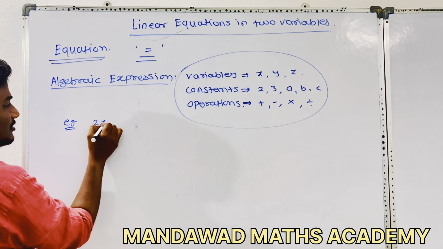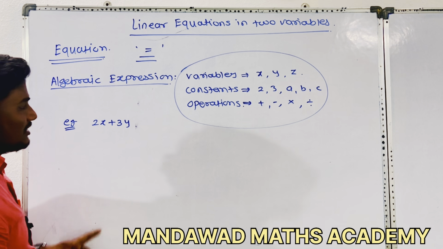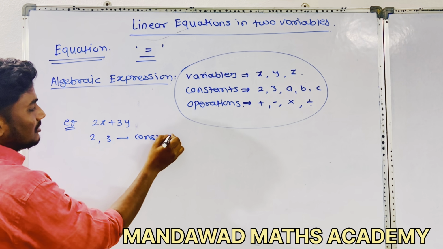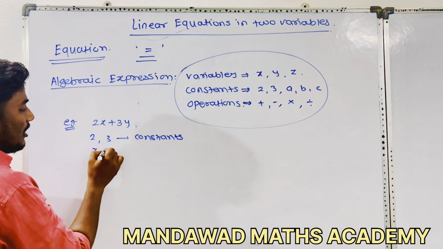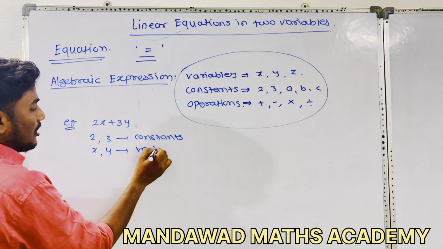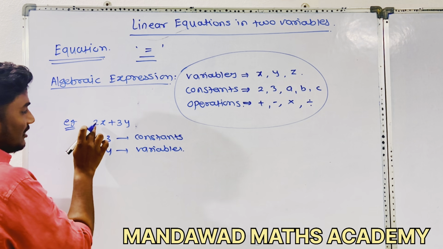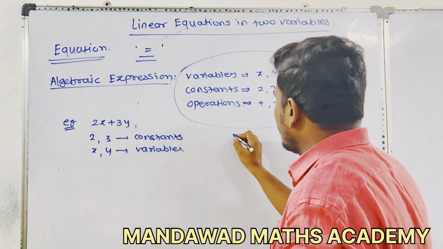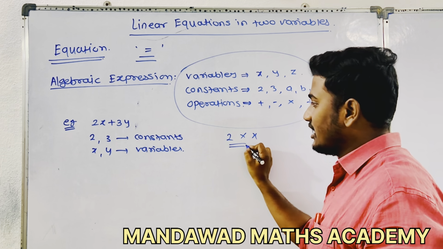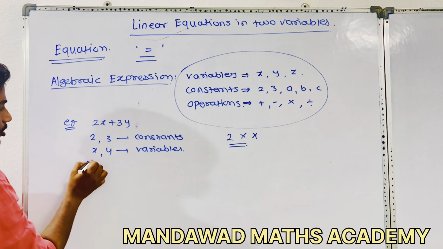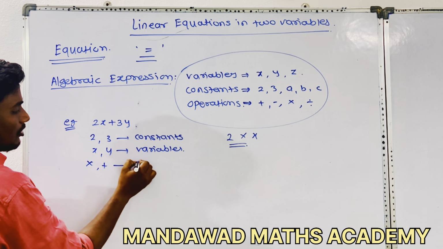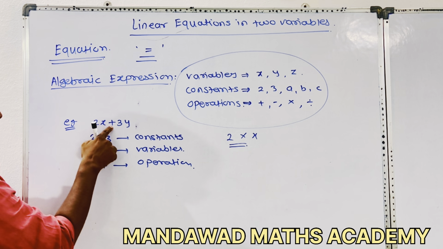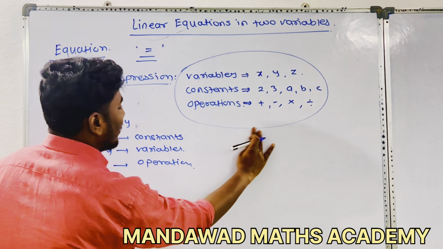For example, 2x plus 3y. What are 2 and 3 here? 2 and 3 are the constants, and x, y are the variables. What is the operation in between 2 and x? There is a multiplication sign. You can remember that into and addition are the operations. We read it as 2 into x plus 3 into y. So this is called an expression.